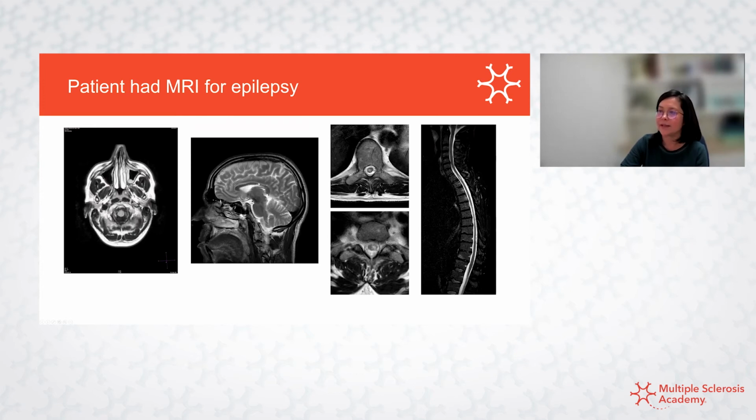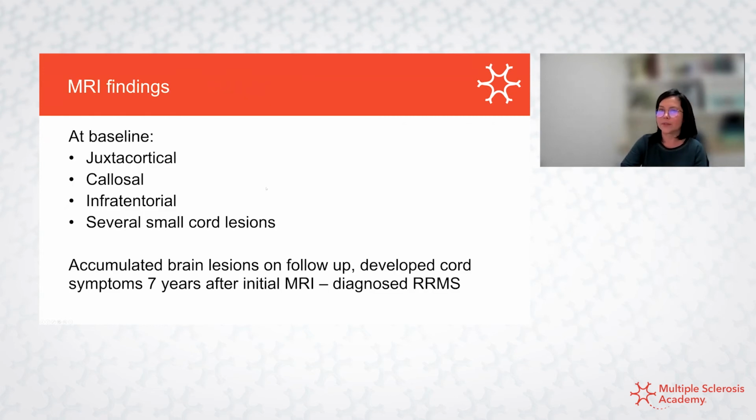This is very, very typical. Here's an MS lesion with an inflammatory type lesion in the corpus callosum, but it mainly involves the inferior surface as opposed to those Susac syndrome lesions which go right the way through and involve the central callosum. So this patient has multiple juxtacortical lesions, involvement of the corpus callosum, infratentorial brain, and several cord lesions.